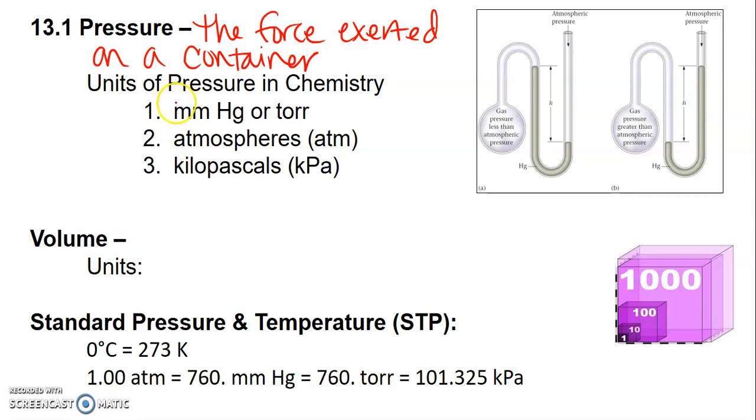Pressure, there are a bunch of different units of pressure. These are the four that we're going to talk about the most in here. You have millimeters of mercury and torr, atmospheres, and kilopascals. The one we're going to talk about the most today in these phase diagrams that I'm about to teach you is atmospheres. We'll talk about the other ones later on.